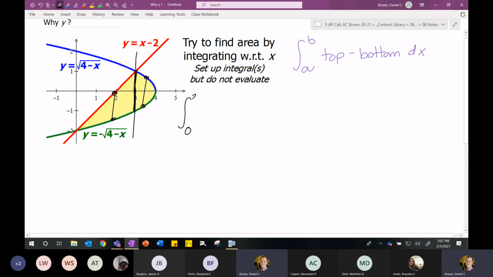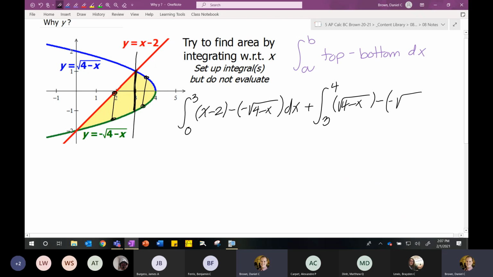3 is where that region is stopping. I have the top function minus the bottom one with respect to dx. Don't forget that part. And then we're adding to that, this next region is starting at 3, picking up where the other one ended, and ending at the x value of 4. Its top function is the square root of 4 minus x, minus its bottom function, which is the negative square root of 4 minus x, dx. So how are we going to set up for that one?